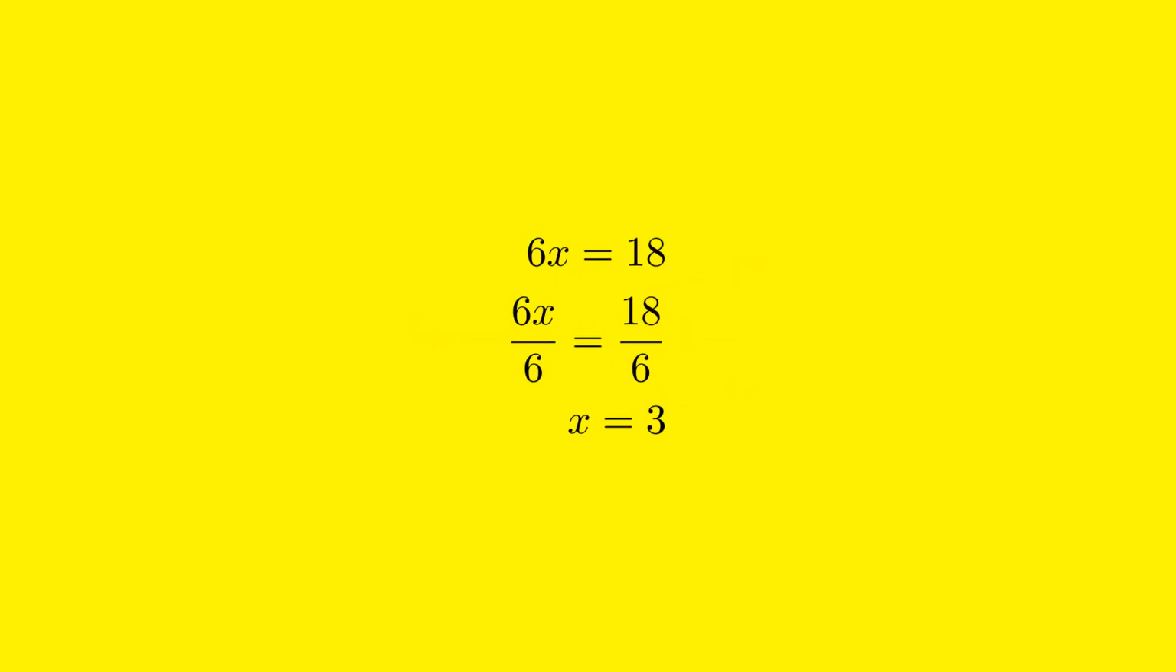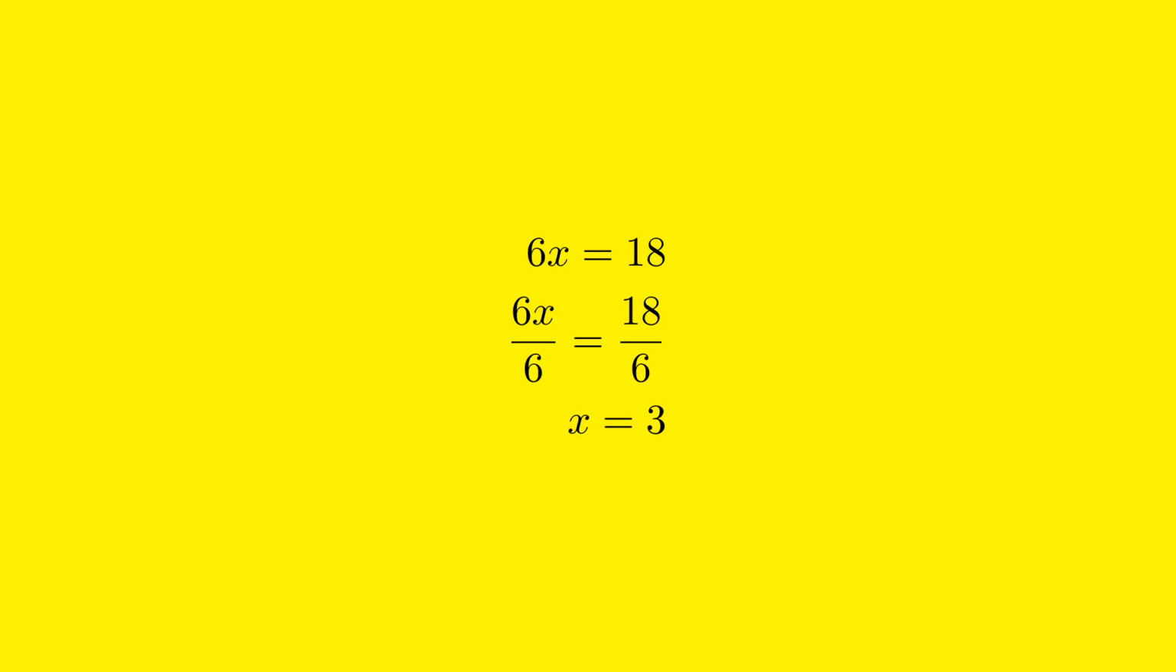Step 2. We now have the simplified equation 6x equals 18. Our goal remains the same, to isolate the variable x, which means we need to get x by itself on one side of the equation. In this step, we need to eliminate the coefficient of x. The coefficient is the number that is multiplied by x. In this equation, the coefficient is 6. To remove the coefficient from x, we need to divide both sides of the equation by the same number, which in this case is 6.